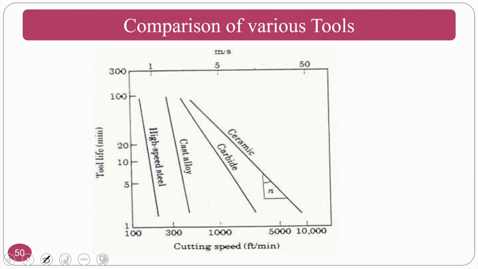Okay. So, the comparison of various tools, if you see cutting speed versus tool life: high speed steel will have a very low range of cutting speeds, then the cast alloys which I have not taught, then the carbides and the ceramics, that is Cermets and all those things. Diamond will follow next, with CBN followed by diamond coming after.